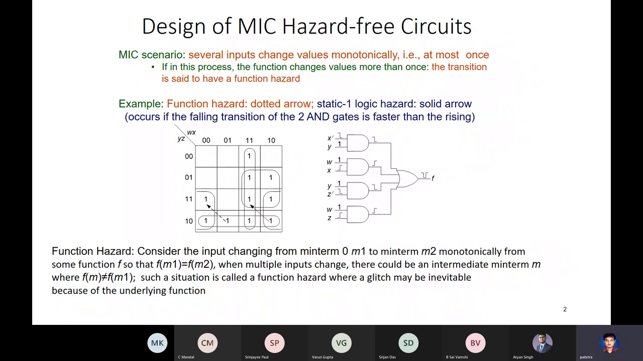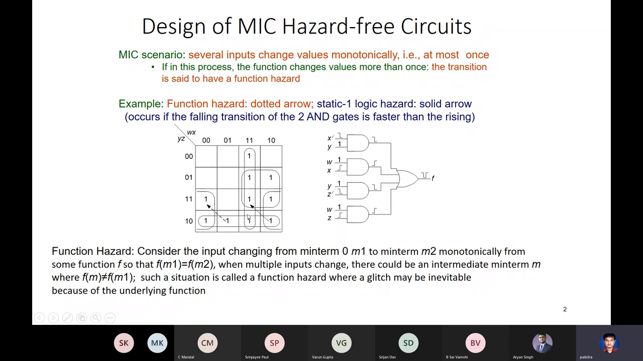There will be some realization which will avoid these logic hazards. What is the realization? The realization is adding an additional AND gate which will cover this transition cube for a transition.